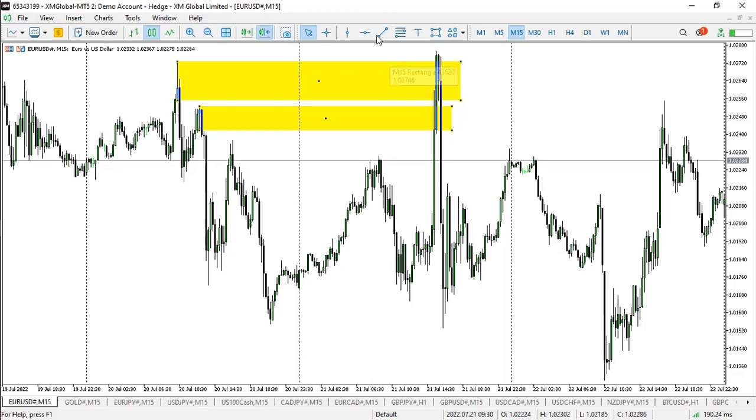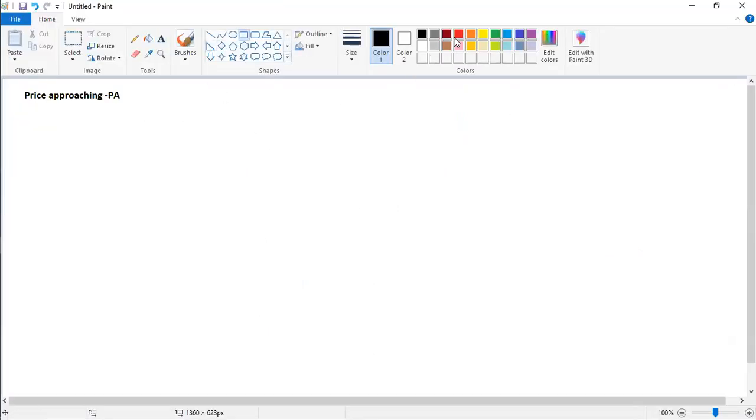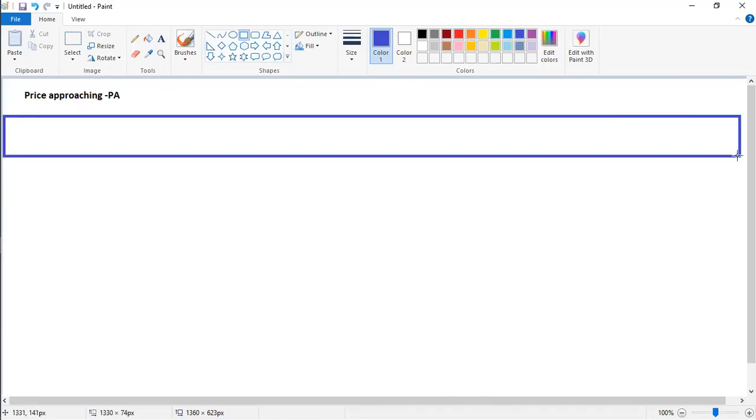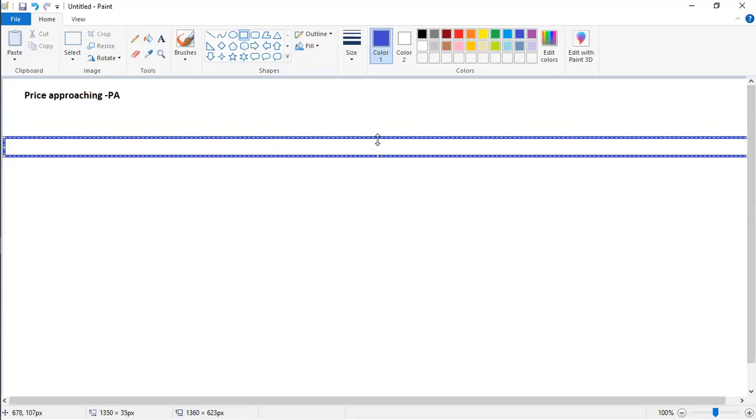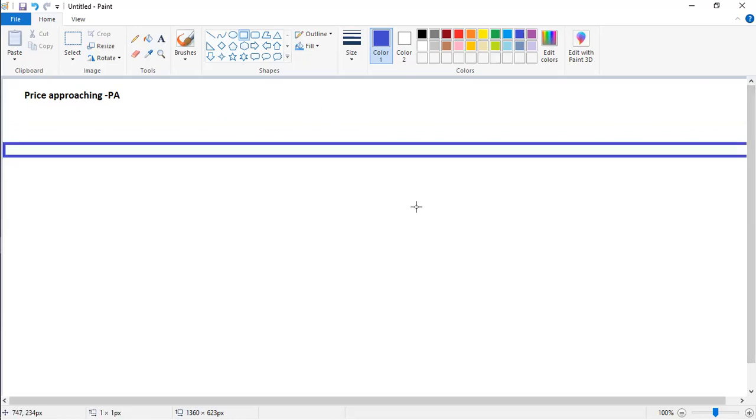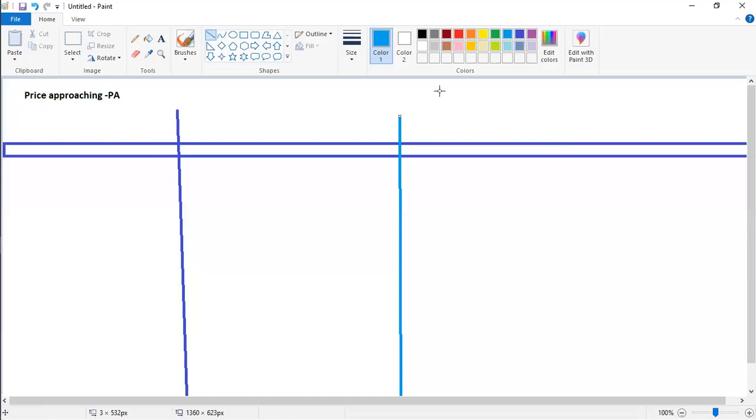Okay, so another way to increase your probability of your setup is to look at how is price approaching that key level. How are they coming to the key level? Okay, so let's say this is our key level here, where we want to sell. So we have three types of price approaching.